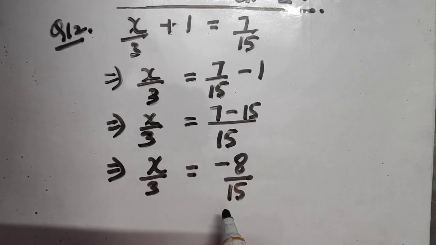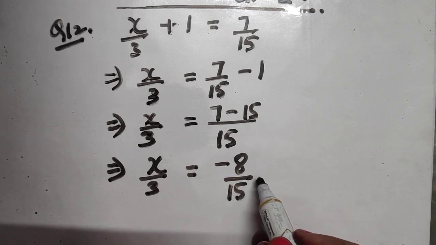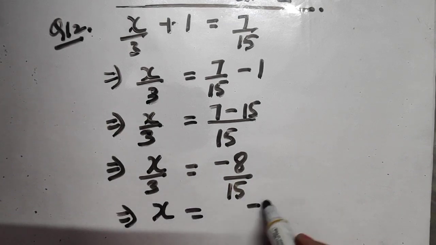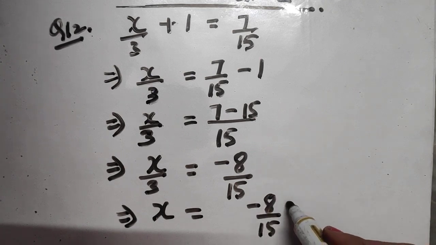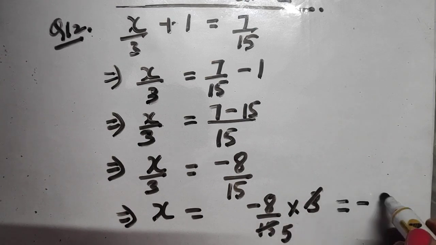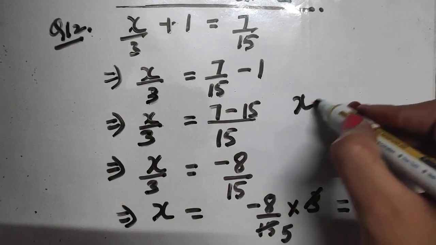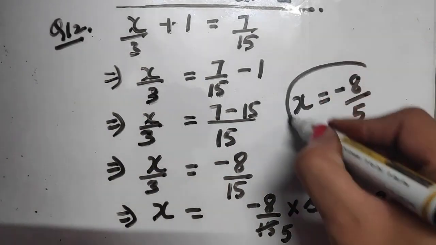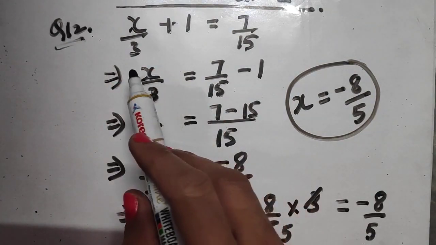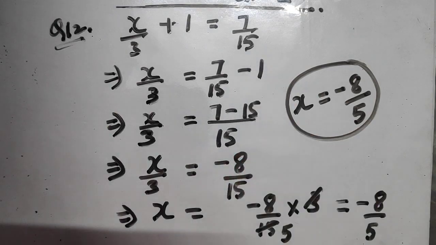So after this, how are you supposed to solve? Now this 3 on the left hand side will be shifted to the right hand side, and here it is being divided, so when I shift it, it will be in multiplication. So this implies you can write x is equal to minus 8 over 15 into 3, and you will be cancelling out these two, and your answer will be minus 8 over 5. So the value of x is equal to minus 8 over 5 is the solution of this question number 12, that is x by 3 plus 1 is equal to 7 over 15.